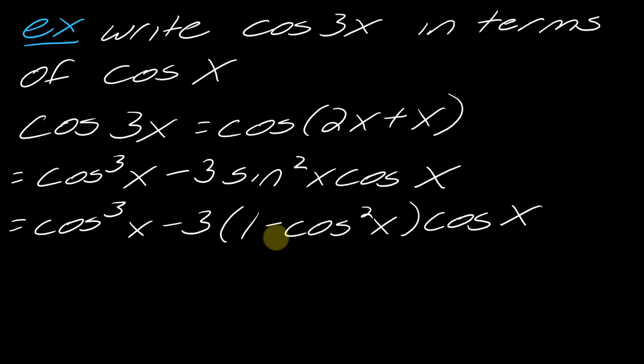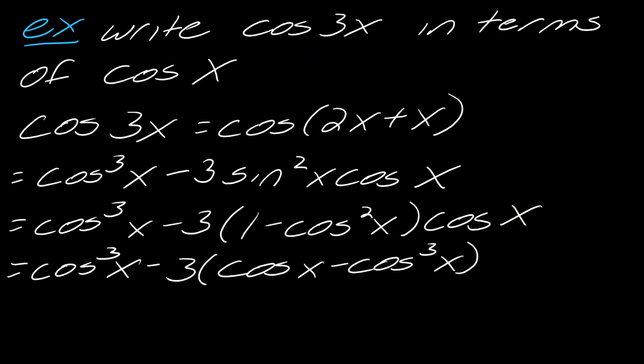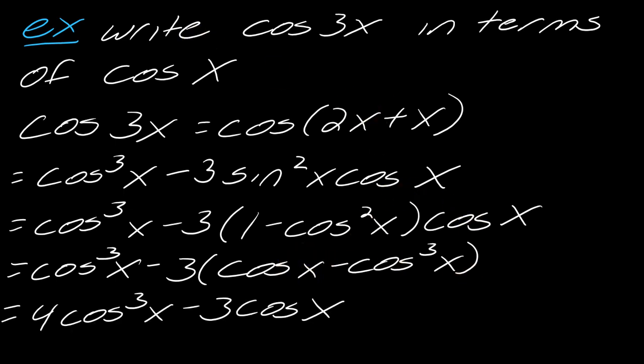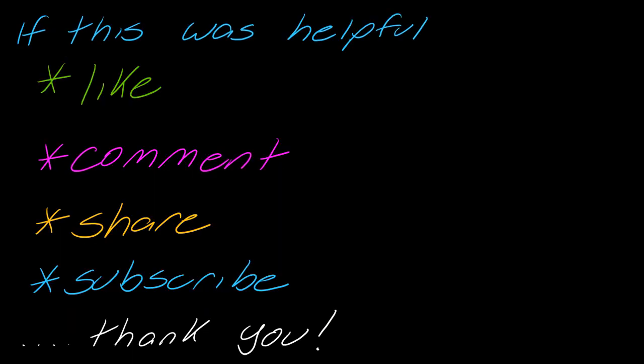So I've made this replacement, and now I have to distribute one more time. So I distribute again this cosine into here, and then after I distribute all of that, and I collect all my like terms, I end up with 4 cosine cubed x minus 3 cosine x. Whew. All right. Okay, and so that brings us to the end of this video.